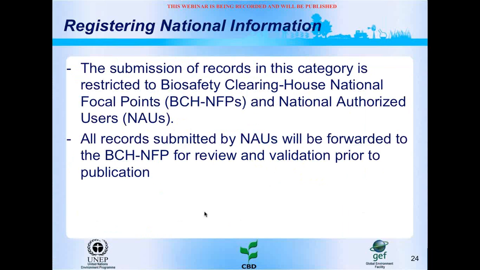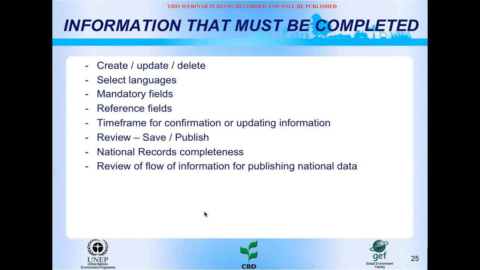Before we go to reference material, I'm just going to summarize registering national information. We've been able to see for national information there are different categories of national information, and two clusters of people who can put that information. That is the national authorized user or the national focal point. The type of material that can be put is created, or is either updated or deleted.